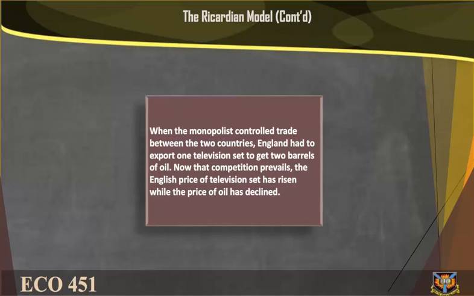Through changes in the price ratios, when the monopolists controlled trade between the two countries, England had to export one television set to get 2 barrels of oil. Now that competition prevails, the English price of television sets has risen while the price of oil has declined. This is the end of study section 1.